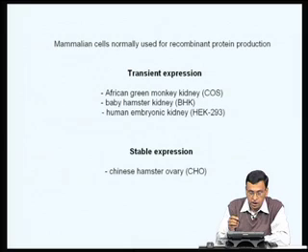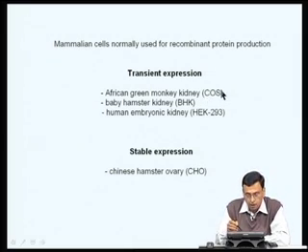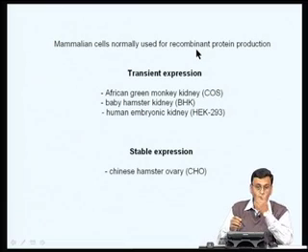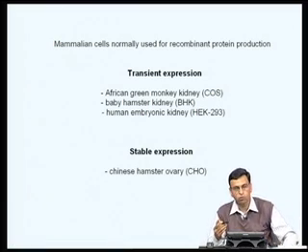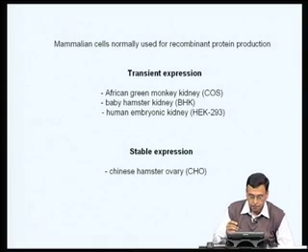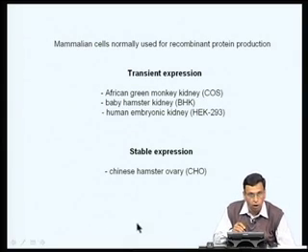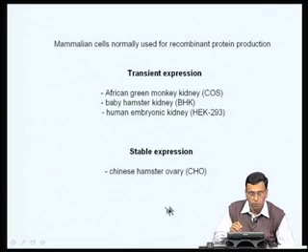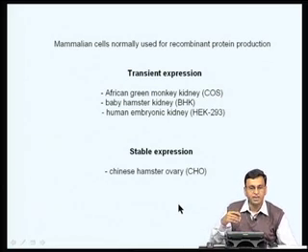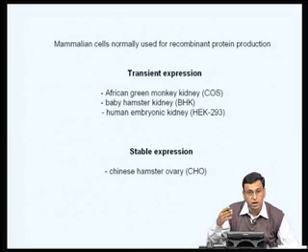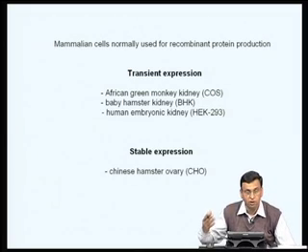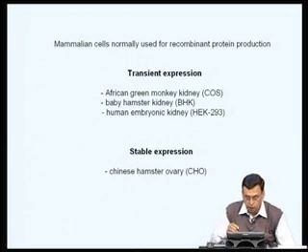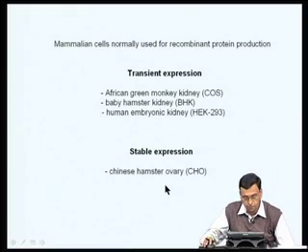As I said, if you want to do transient transfection, usually people choose something like COS cells, baby hamster kidney cells, or human embryonic kidney 293 cells. These are the usual mammalian cells people choose for transient transfection studies, when you want to express your gene transiently. Whereas if you want to express your gene in a stable form, usually the Chinese hamster ovary cells are mostly preferred for stably transforming genes, and especially for producing recombinant proteins in large amounts. For example, erythropoietin is primarily produced using the Chinese hamster ovary cells.